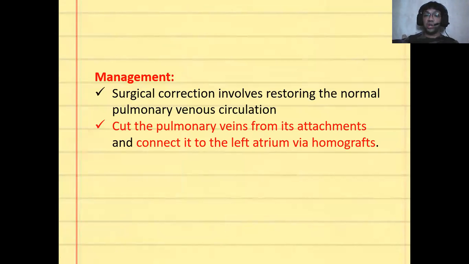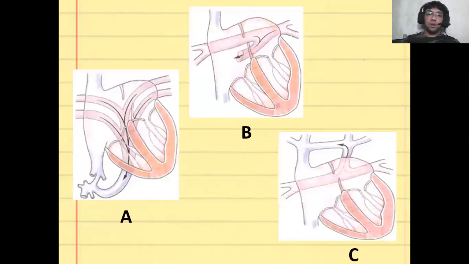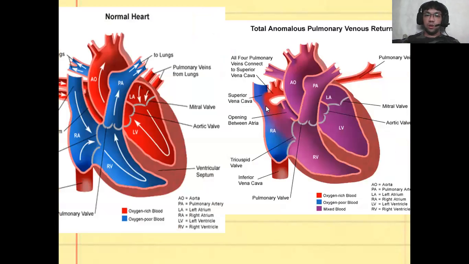Management, surgical correction again involves restoring the normal pulmonary venous circulation. They are going to cut the pulmonary veins from its attachments and connect it to the left atrium via homografts. So cut it and reconnect it to the left atrium. They will use homografts if there's not enough vessel to redirect or properly direct the blood into the left atrium.